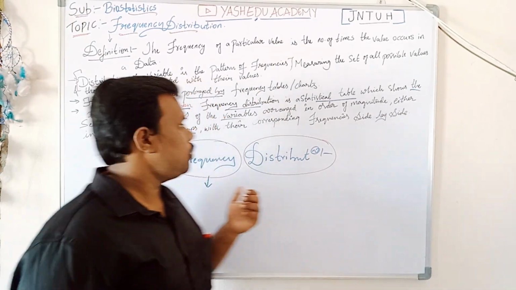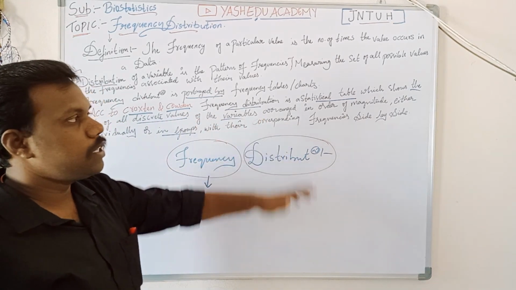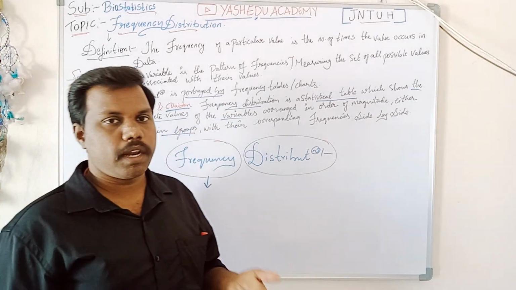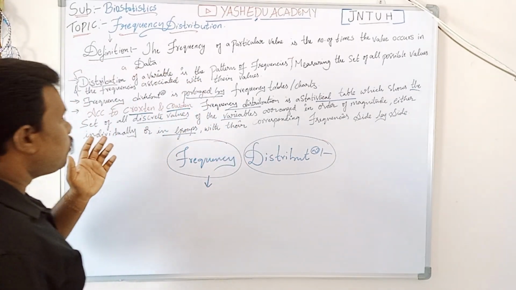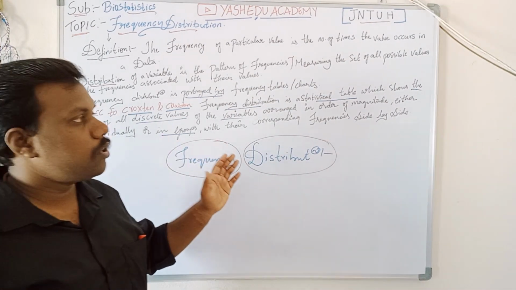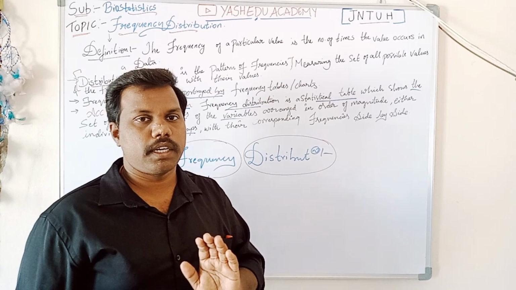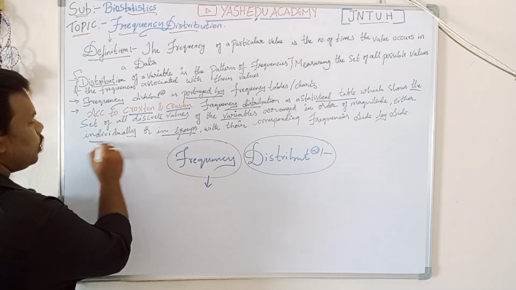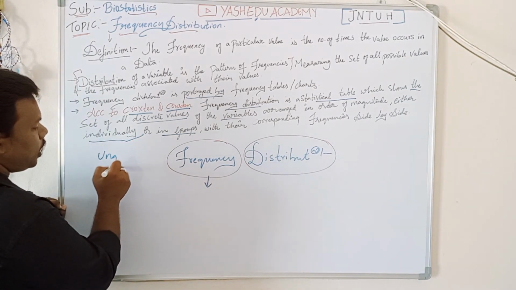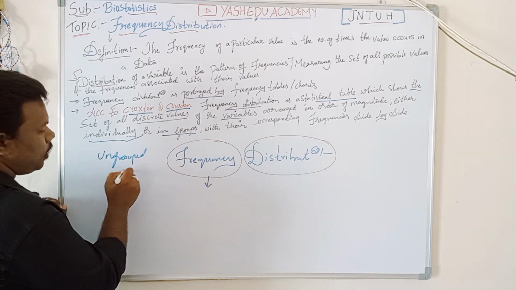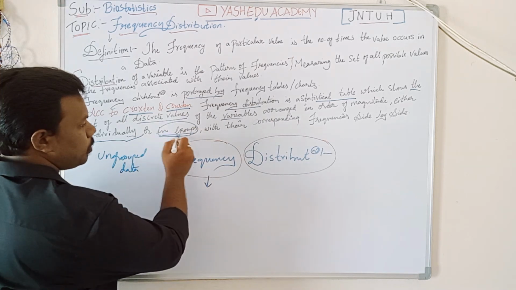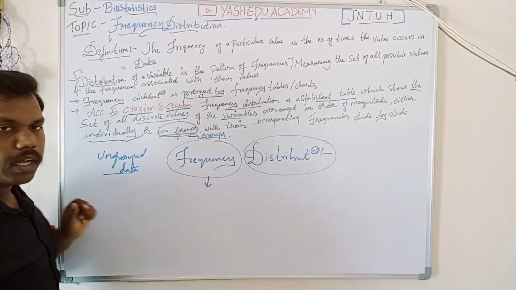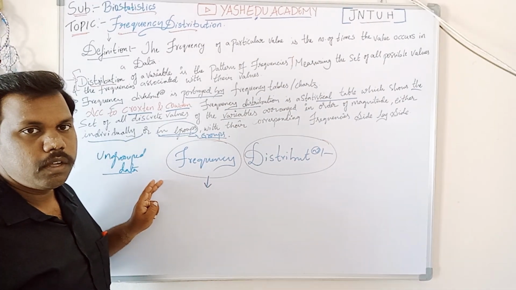Here the scientists have stated that frequency distribution is a statistical table which shows a set of discrete values of the variables arranged in order of magnitude. So frequency distribution tells about the study of collected data which is available in grouped and ungrouped data. Individually means it is ungrouped data, and in groups means it is grouped data. So grouped data and ungrouped data are the two types present in frequency distribution.